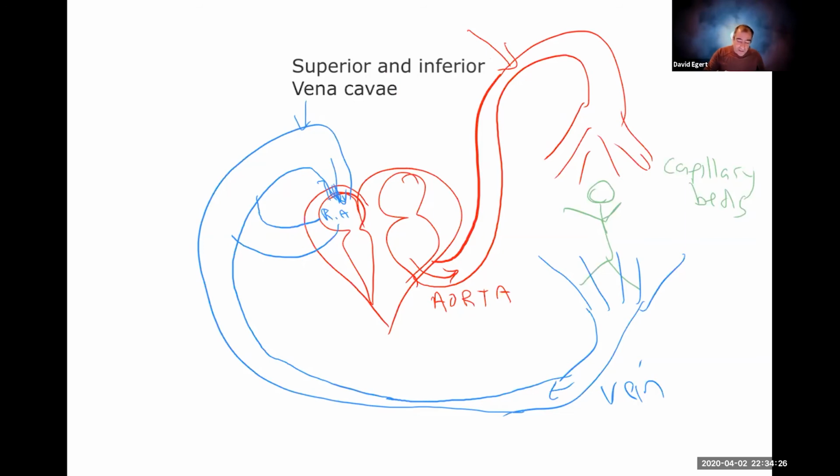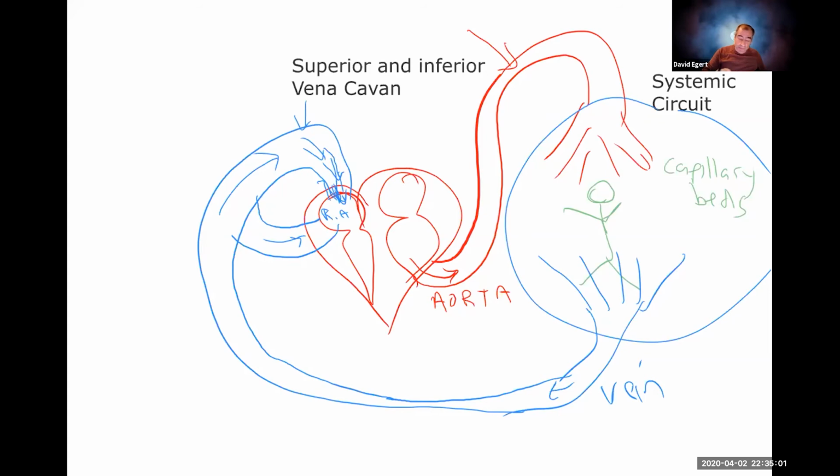So basically, the superior vena cava is draining all the blood from the upper part of your body. The inferior vena cava is coming up, draining from your toes up to the lower part of your body. So those are the major veins that are returning to the heart from the body. We call this side the systemic circuit, because the blood is going out to the whole body system and then coming back.